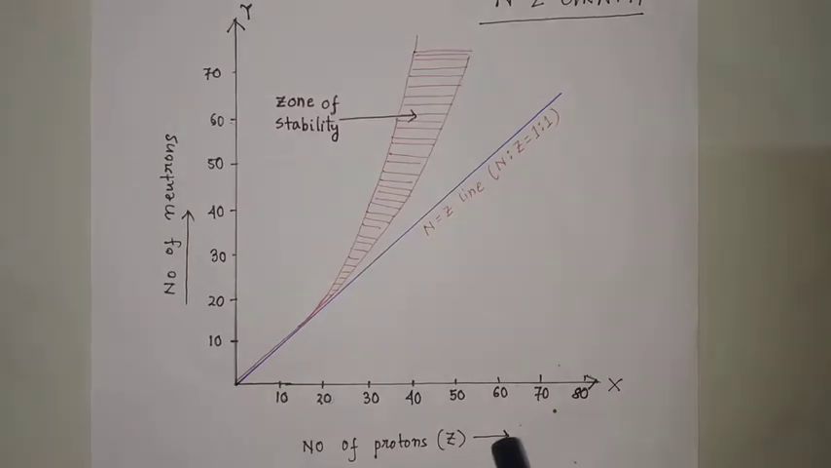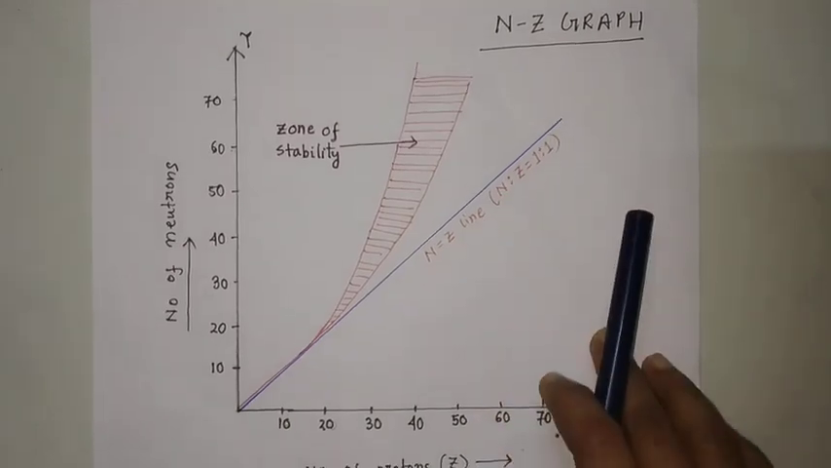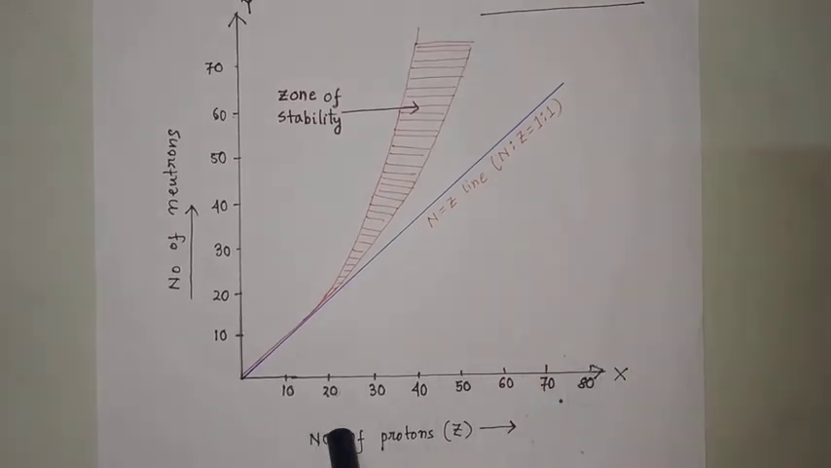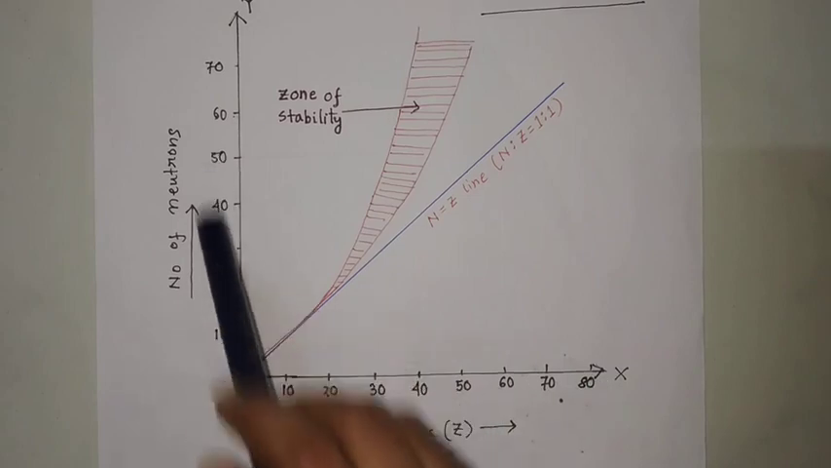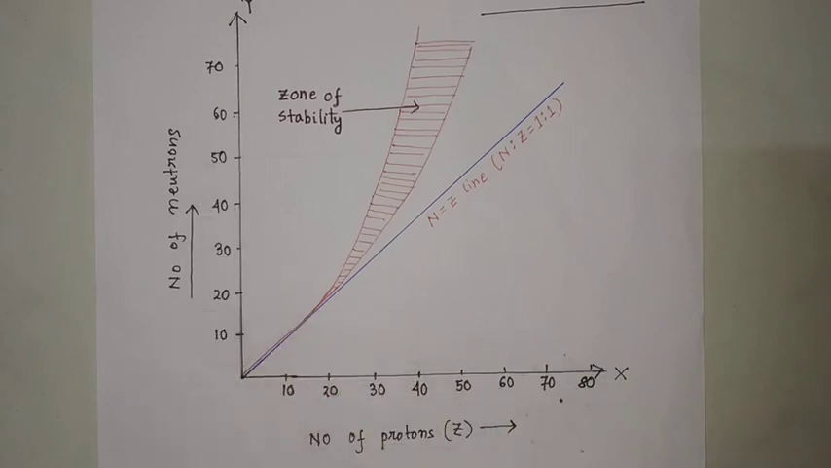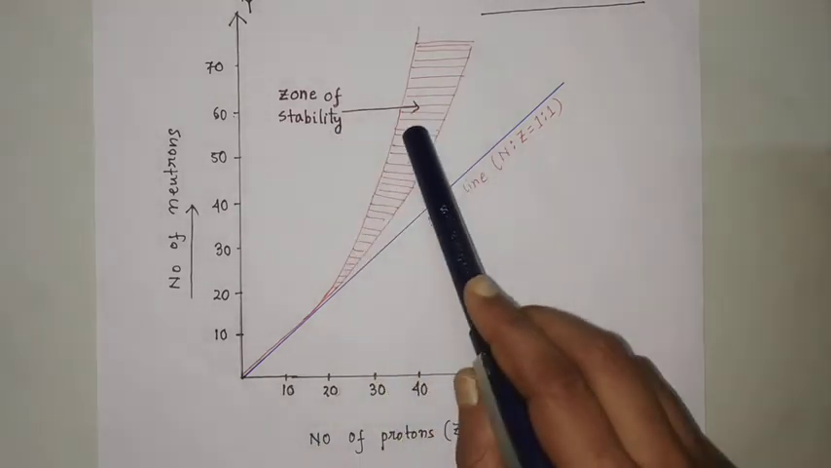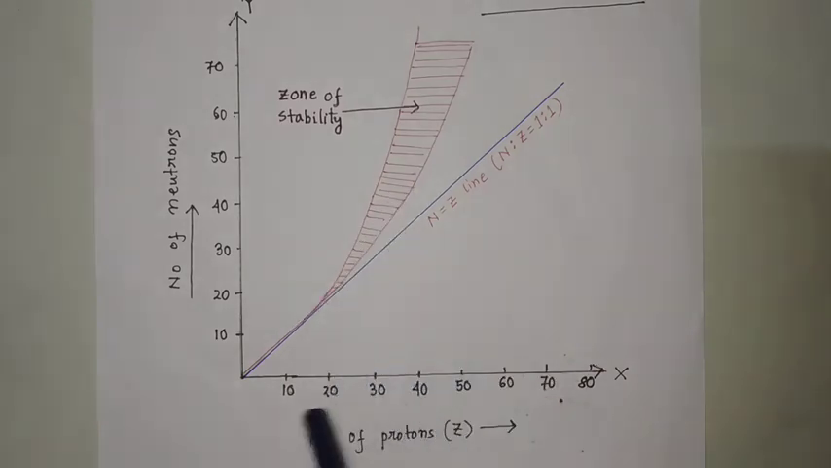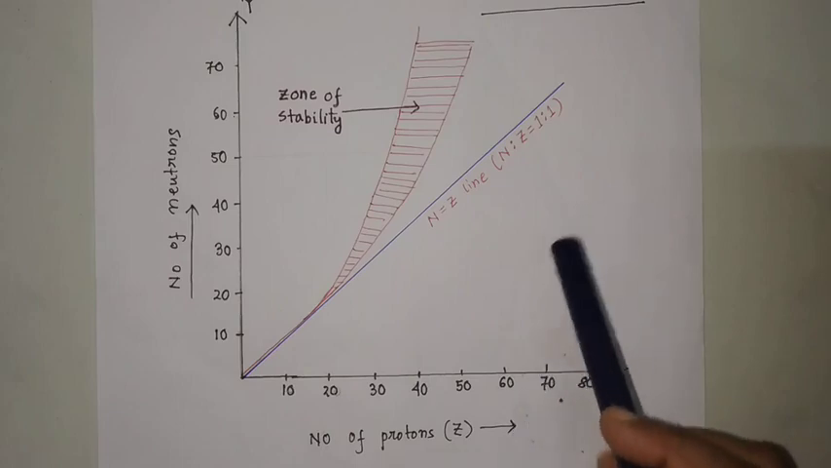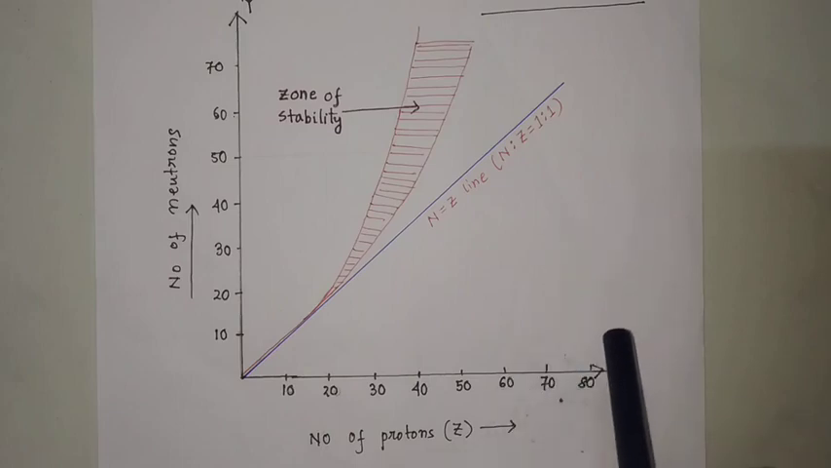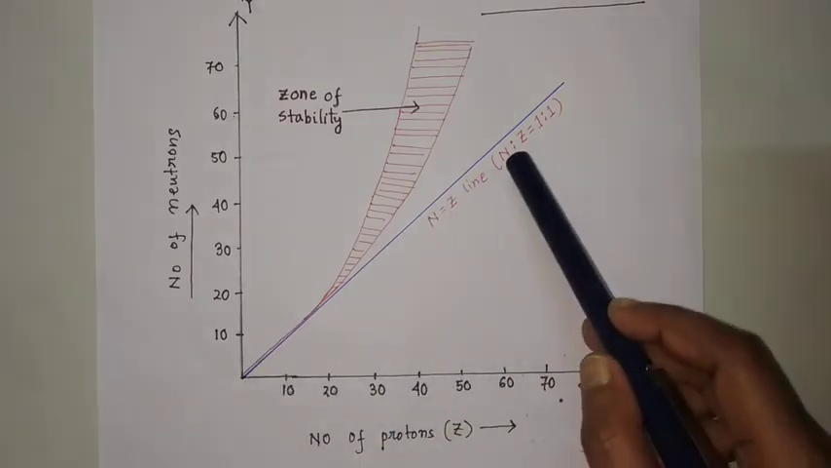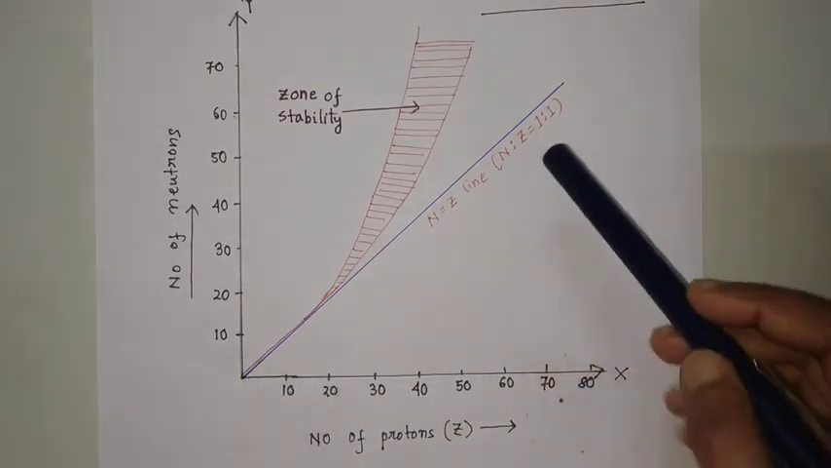So this is our NZ graph. You can see that along this x-axis we have plotted number of protons, and along the y-axis we have plotted the number of neutrons. This region is called the zone of stability, within which we have the number of protons and number of neutrons for stable nuclei, the stable isotopes.